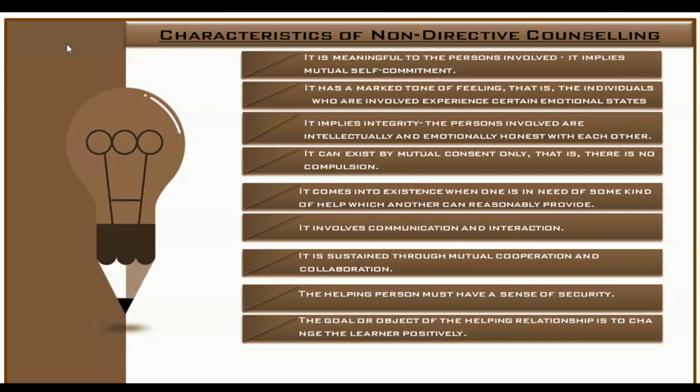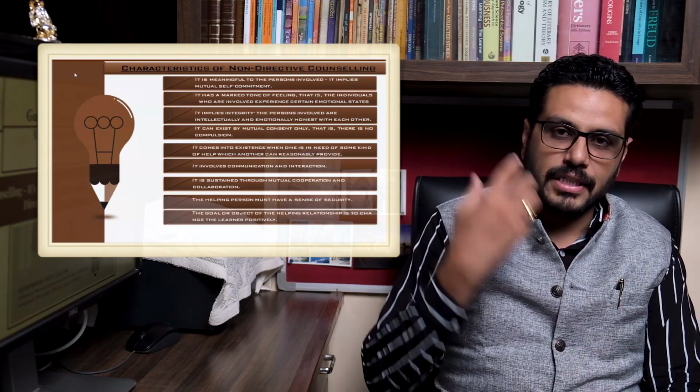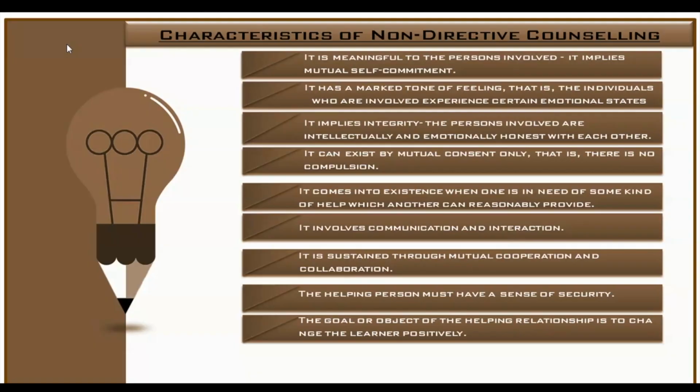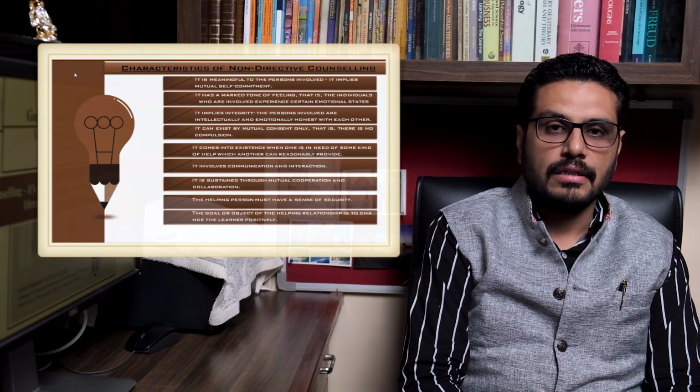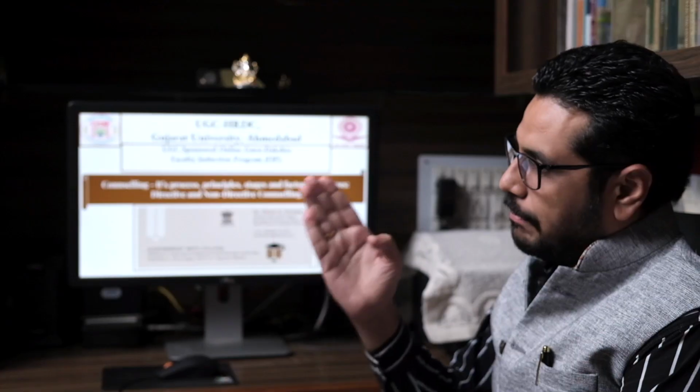The helping person must have a sense of security. Okay, you should provide security, and you should be secure enough as well to listen to almost anything that is told to you. And the last point is the goal or object of the helping relationship is to change the learner. Which way? Positively. There should be a change, but that change has to always be positive.